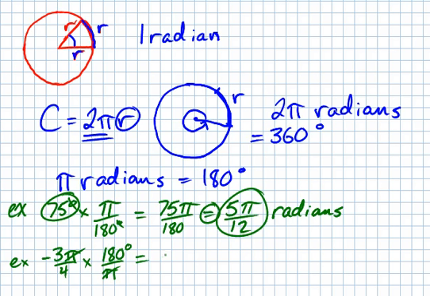So negative 3 times 180 is, what's that, 300, 540, I hope. Ooh, that's a negative, by the way. Negative 3 times 180, so negative 540, divided by 4 is negative 135.